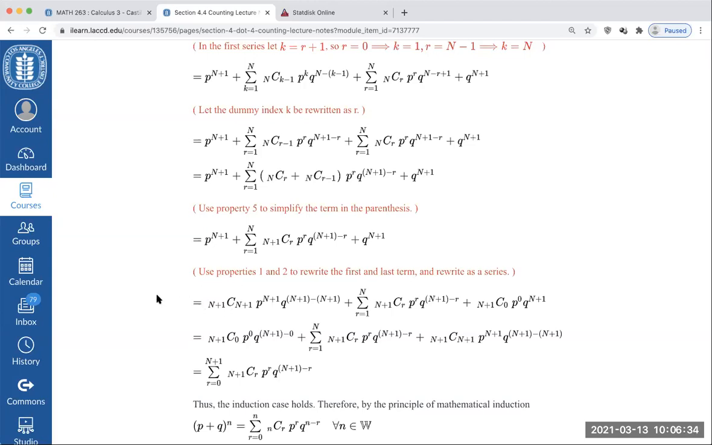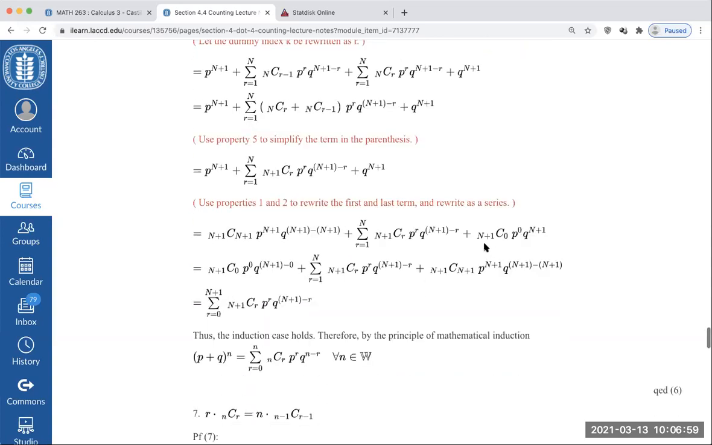Similarly, (N+1)C(N+1) is just 1. So I haven't changed anything here. And lastly, let's rewrite this last term here, q to the capital N plus 1. Well, p to the 0 is 1. So if I multiply by 1, I haven't changed anything. (N+1)C0 is also 1. So multiplying by that doesn't change anything.